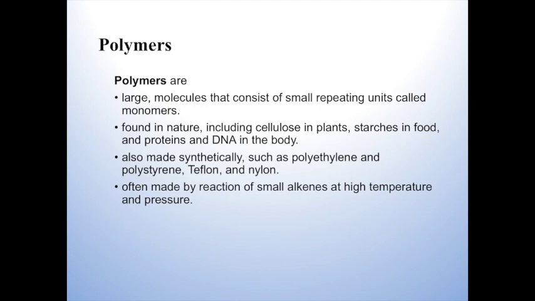So because we can establish a fairly consistent method for predicting how these addition reactions will occur, we can use them to make things called polymers, which in general are large molecules that consist of small repeating units called monomers. They're found in nature, such as molecules like cellulose in plants, starches in foods, and proteins and DNA in the body. They can also be made synthetically, such as polyethylene and polystyrene, or Teflon or nylon. And they're often made by the reaction of small alkenes at high temperature and pressure.